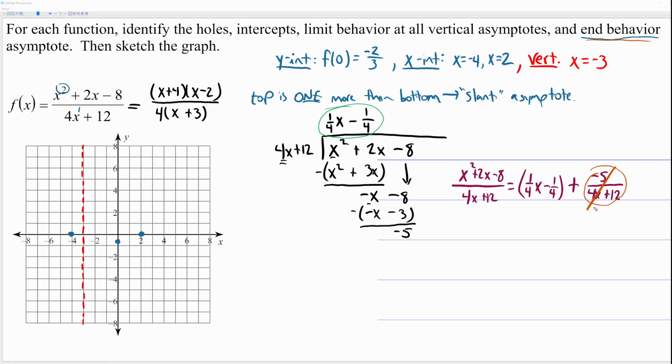-5 over 1 billion is 0.0000, a whole bunch of zeros and then a 1. So this part is basically 0, which means the function looks like that at the end, and that's exactly what an end behavior asymptote is for. All right, long story short, do the polynomial long division, your quotient is the slant asymptote. So let's graph the slant asymptote.